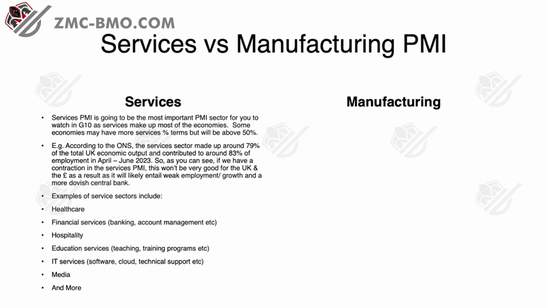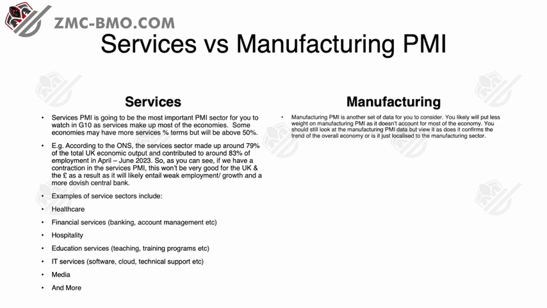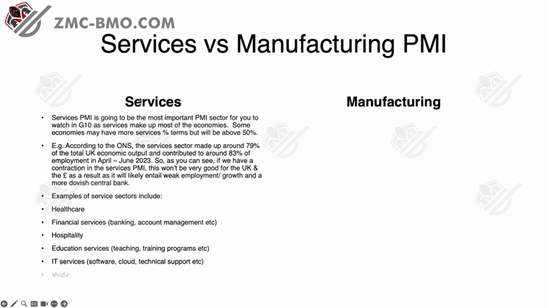Now, in terms of manufacturing, PMI is another set of data for you to consider. You will likely put less weight on manufacturing PMI because it doesn't account for most of the economy. You should still look at it, but view it as, does it confirm the overall trend of the economy? I.e., are we seeing a contraction broad-based everywhere, or is it just localized to the manufacturing sector? So the currency might weaken off slightly because of that, but it's not going to weaken substantially because the large component of the economy hasn't contracted yet.